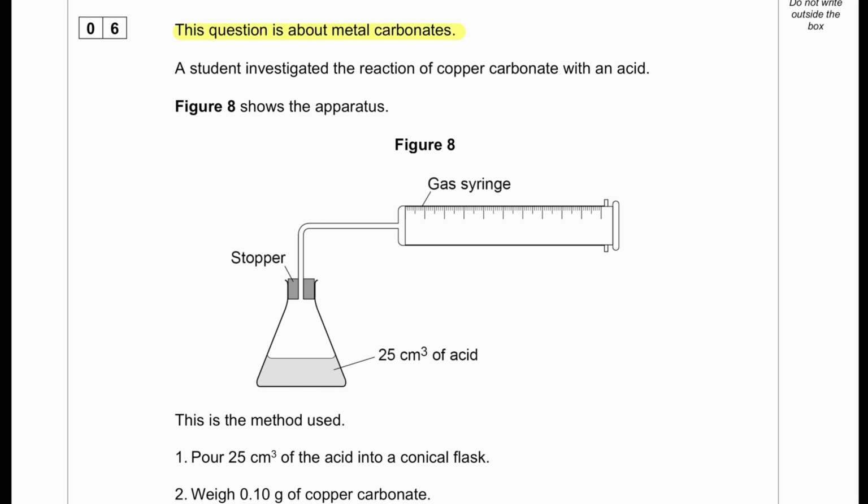This question is about metal carbonates. A student investigated the reaction of copper carbonate with an acid. Figure 8 shows the apparatus. So we can see the stopper, we can see gas syringe, 25 cm³ of the acid.